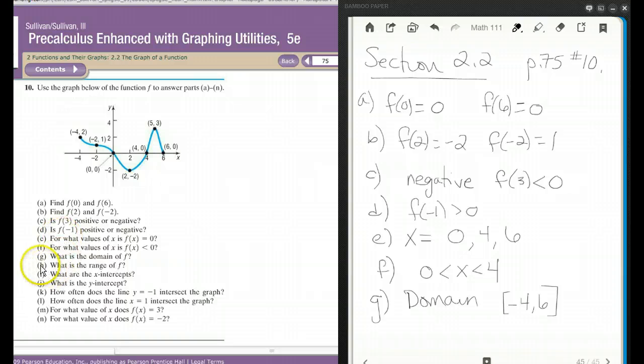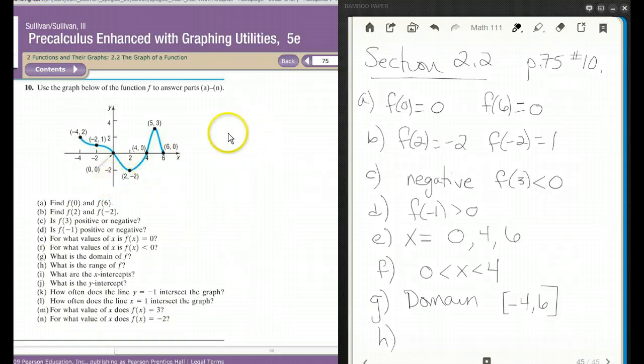Okay, for part H here, to do the range, we can do something similar, except instead of shining from above and below, we can shine from left and right. So imagine shining a light from the left and from the right. To figure out the range, you just have to look to see where the shadow would be on the y-axis. And that would tell us what y values we can possibly get out of this function.